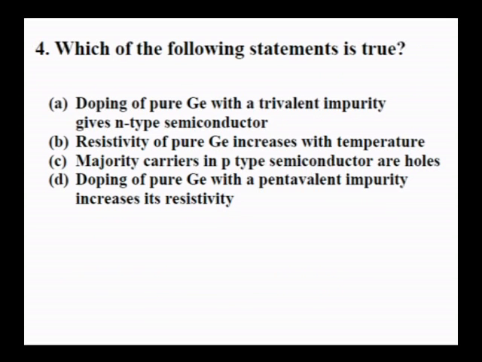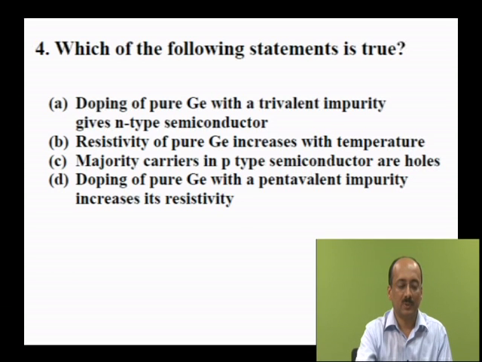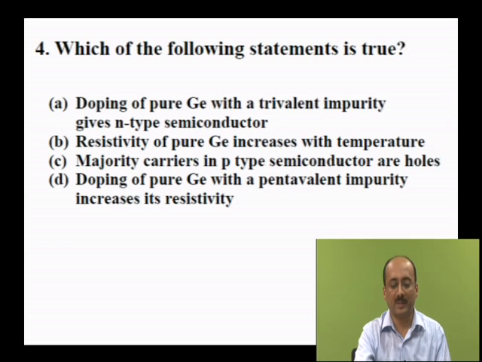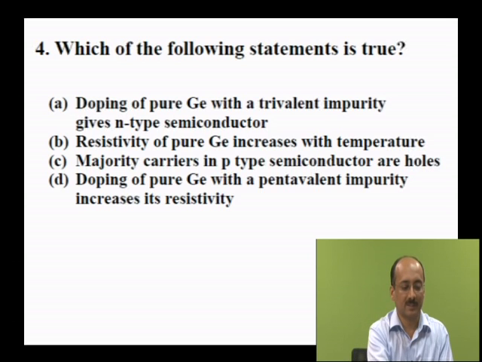Next question, which of the following statements is true? Doping of pure germanium with trivalent impurity gives N-type semiconductor. Resistivity of pure germanium increases with temperature. Majority carriers in P-type semiconductors are holes. Doping of pure germanium with a pentavalent impurity increases resistivity. Now they are asking which one is true. If you take C, majority carriers in P-type semiconductor are holes. In P-type, holes are majority charge carriers. So C is the answer in this particular case.